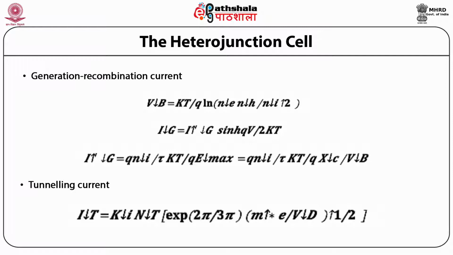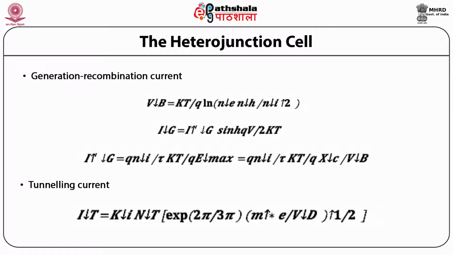Ki is the recombination constant depending on the dielectric constant, effective mass, and built-in potential. Ig prime is equal to Qni kT by tau Q Emax. It is equal to Qni kT xc divided by tau Q Vb, where tau is the lifetime of minority carriers, Emax is the maximum depletion layer field strength, and Vb is the built-in potential, which can be written as Vb is equal to kT by Q ln of Nd Na by ni square.